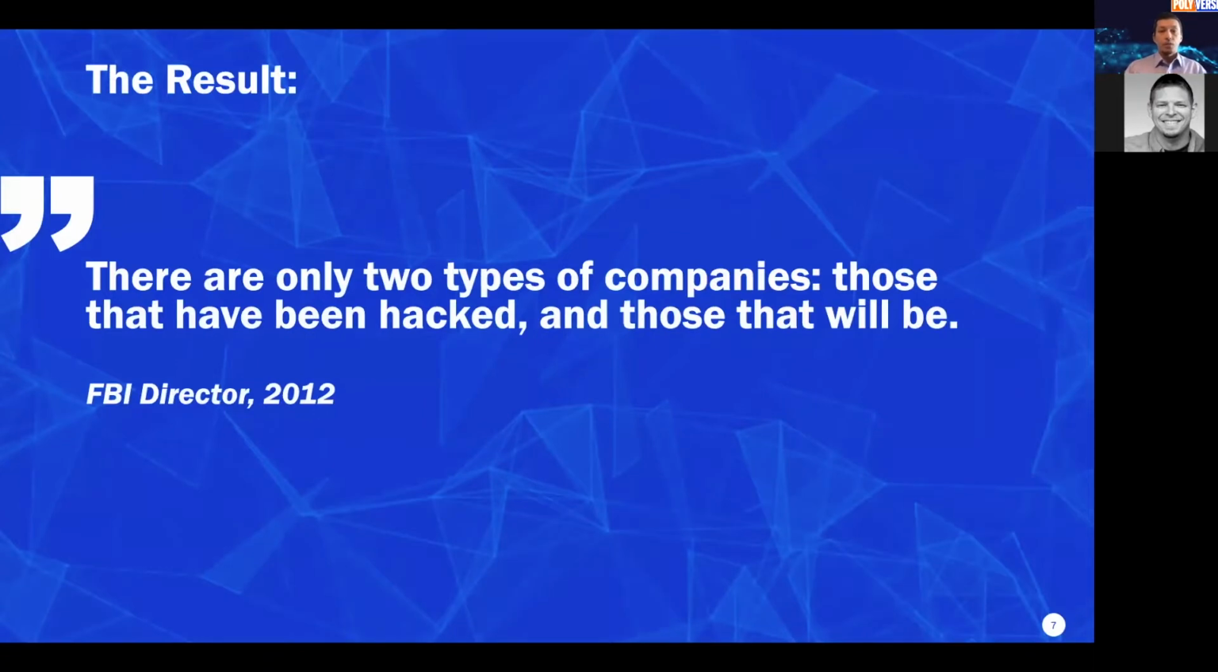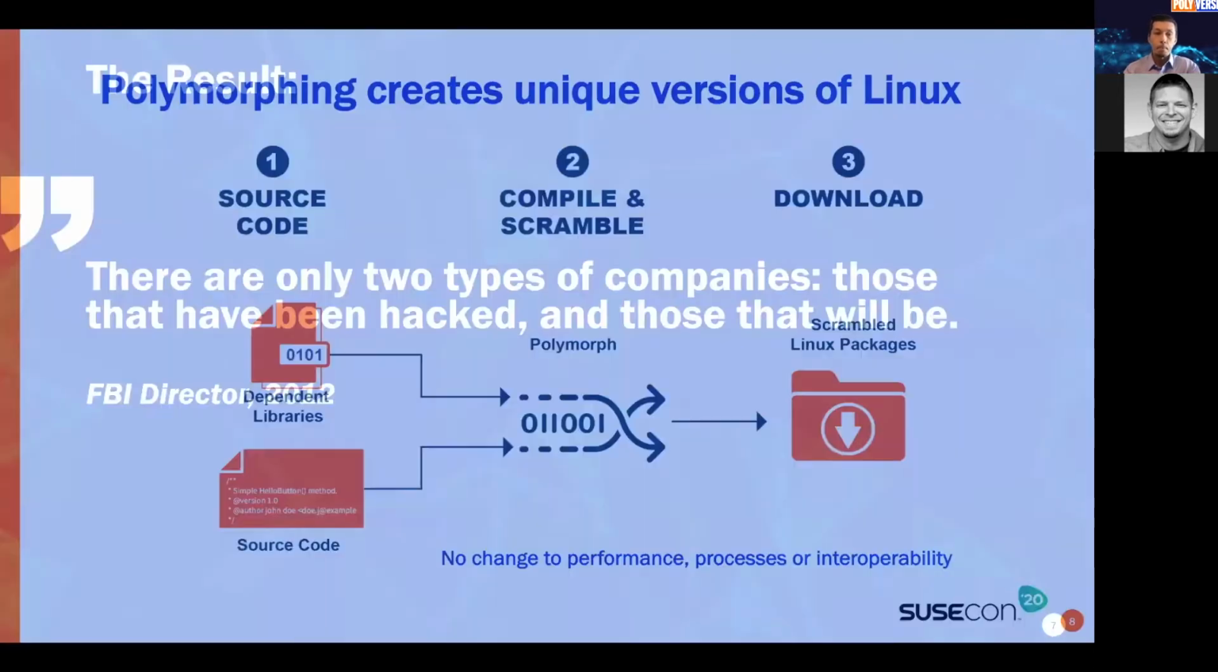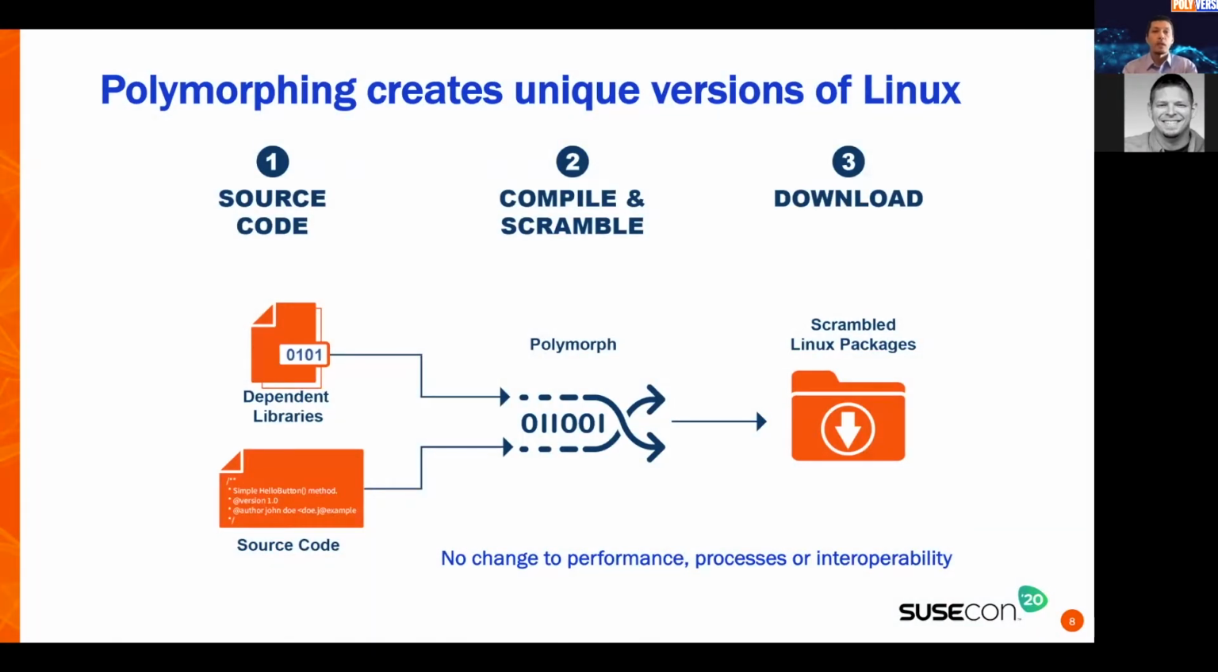So this quote really sums it up quite well. The FBI director said in 2012, there are only two types of companies: those that have been hacked and those that will be. So how does polymorphing help with this situation? Well, what we do is we create unique versions of Linux. So that way, your Linux system and Alex's Linux system and mine are no longer all the same. They're not clones of each other, which is currently what happens today. But with polymorphing, we can make each one of these instances unique.